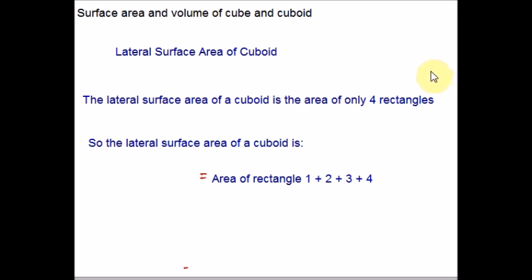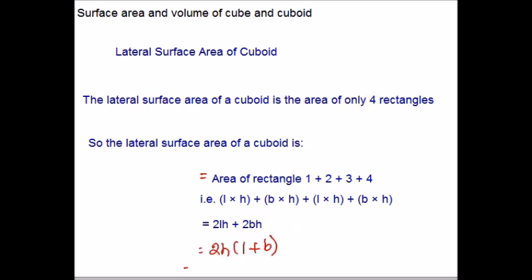Okay, so each rectangle's formula would be L into H, B into H, L into H and B into H, which is nothing but 2 times LH plus 2 times BH. If we take the common factor 2H out, you'll be left with L and B. So 2H times (L plus B). So the lateral surface area of a cuboid is 2H times (L plus B).